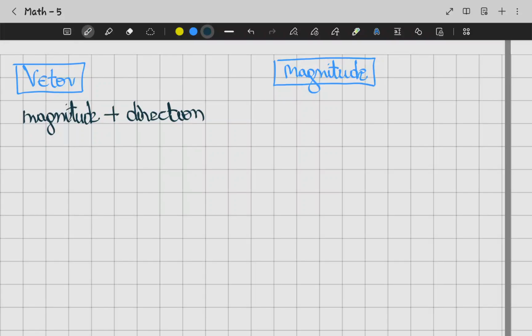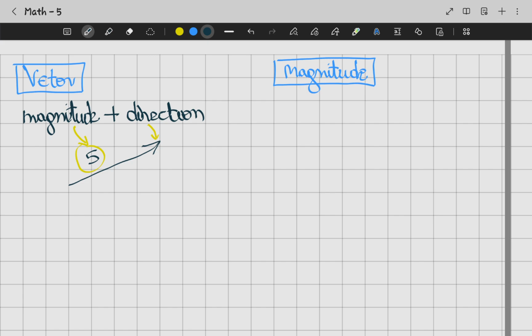Let's see what is a vector. A vector is a magnitude plus a direction. For example, if we have a vector like this, the 5 that you see here, that's the magnitude, and the direction, you can see the arrow of the vector. So now this is what we call a vector.